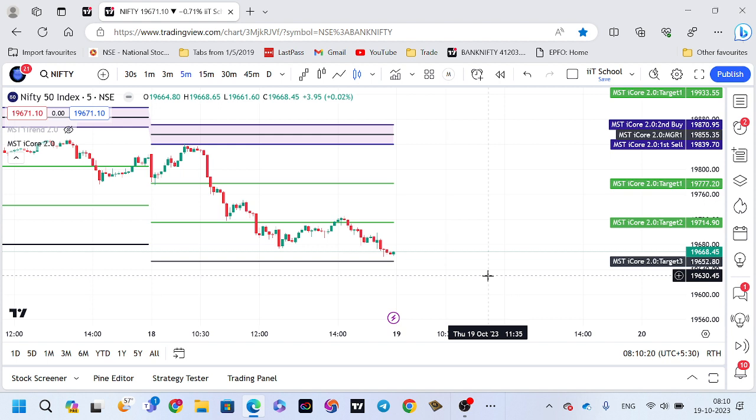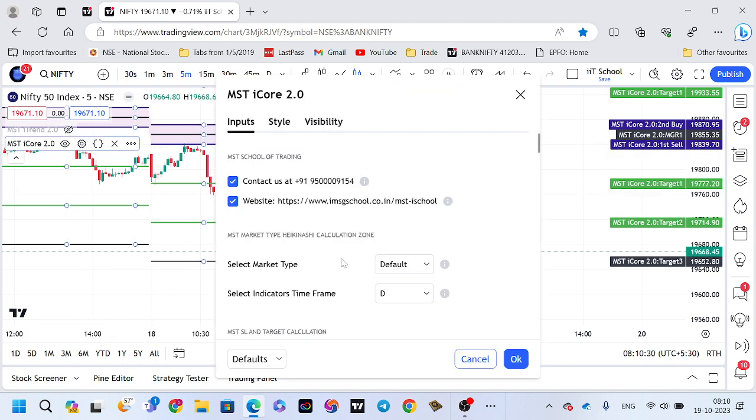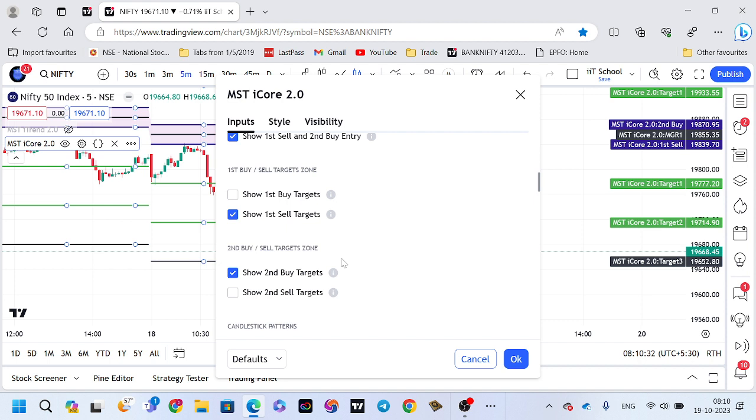Do you find any difficulties in understanding this indicator? You don't have to do anything, but we have extra settings in this indicator. Okay, only to understand all the settings you need extra time.